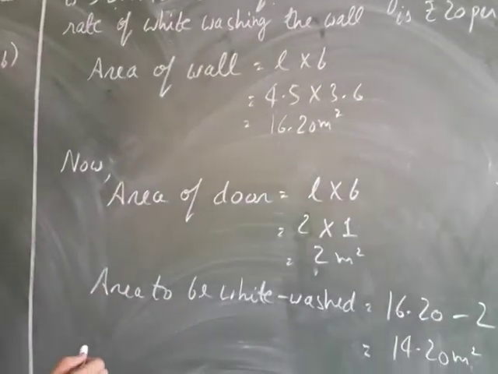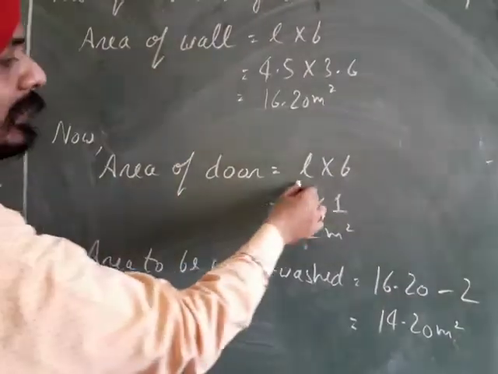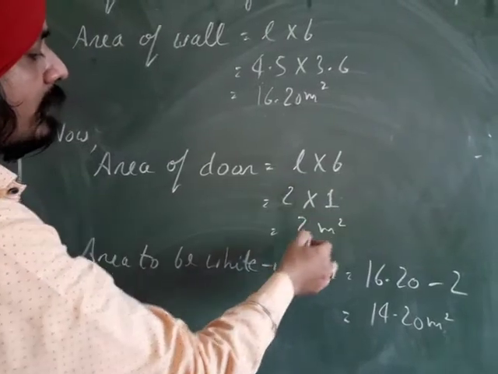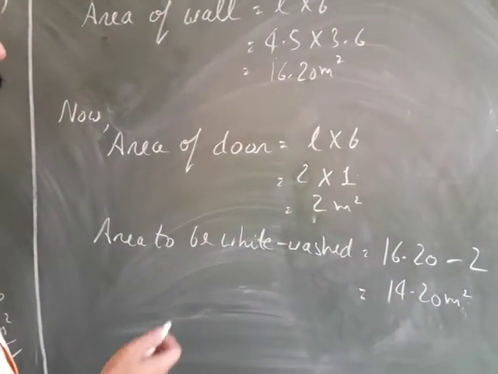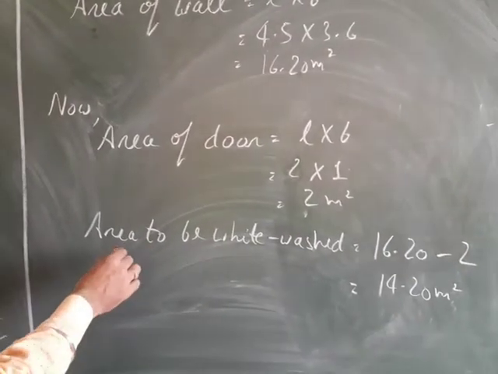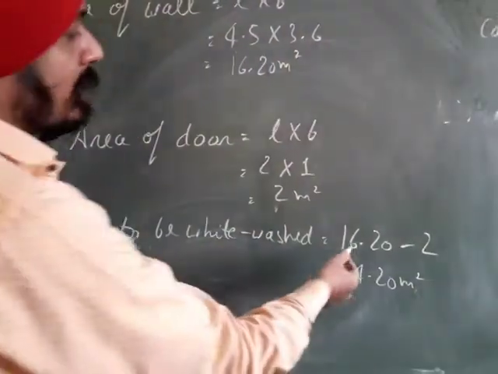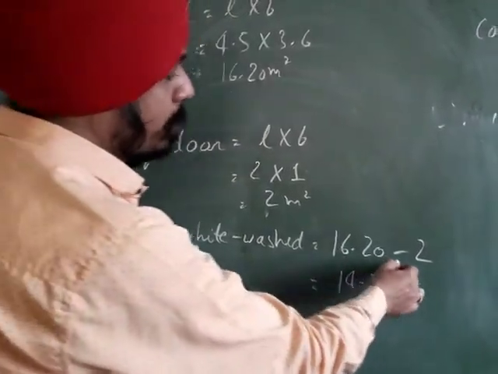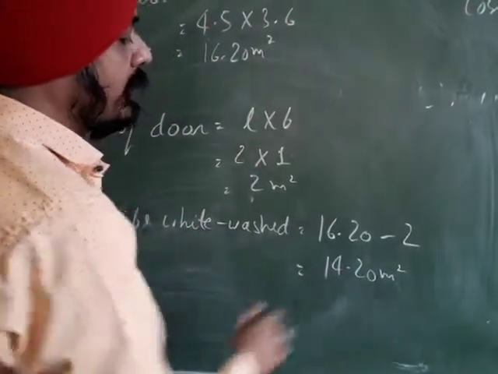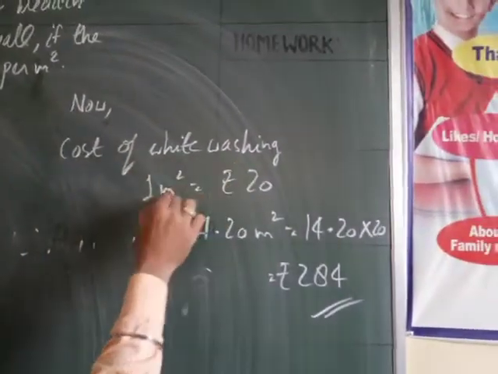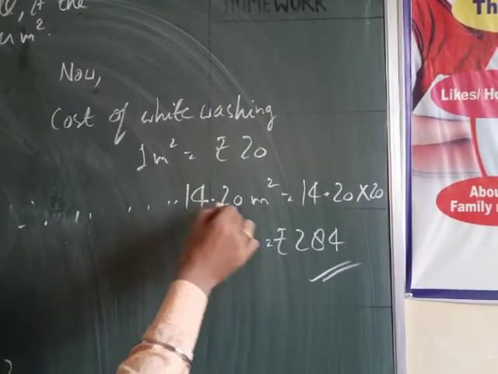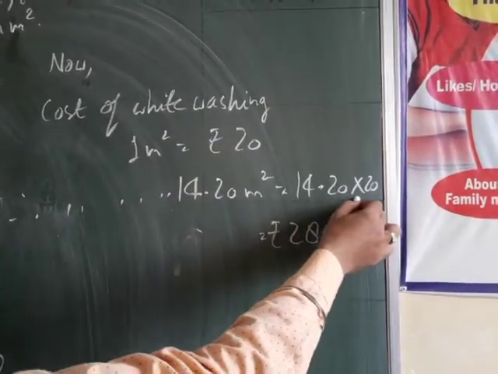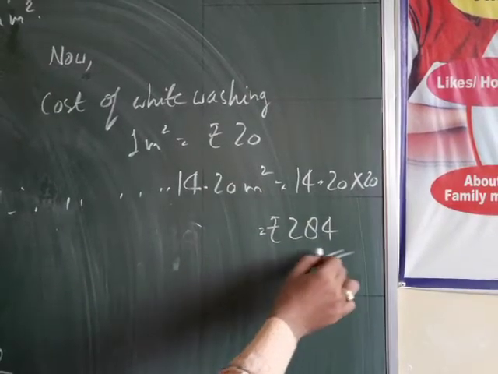Now door is fitted in a wall. So area of door you will find, length into breadth, 2 into 1, you will get 2 meter square. So whenever a wall is whitewashed, then door area is removed. So you will find area to be whitewashed. You will subtract both of them. 16.20 minus 2, you will get 14.20 meter square. Now cost you have to find. So cost of whitewashing 1 meter square is given rupees 20. Therefore cost of whitewashing 14.20 meter square, 14.20 multiplied by 20, you will get rupees 284.